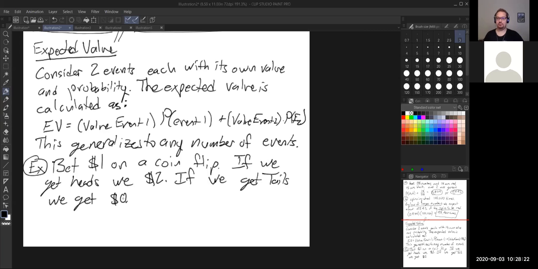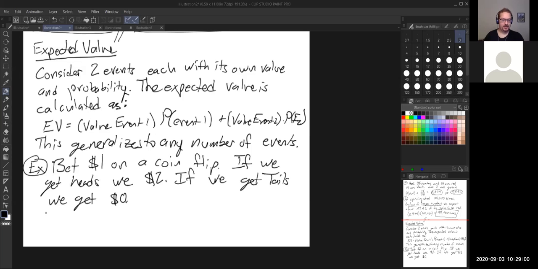We want to calculate what is the expected value for this gambling game. So here we have a gambling game which is based on a coin flip. There are others that are going to be more complicated, and you'll see that when you start putting your projects together. But in this case, we're just looking at a single coin flip, and we're betting $1 on the coin flip. If we get heads, then we get $2 back, so we've doubled our money. If we get tails, then we get nothing back. Whoever we're betting against keeps the dollar.